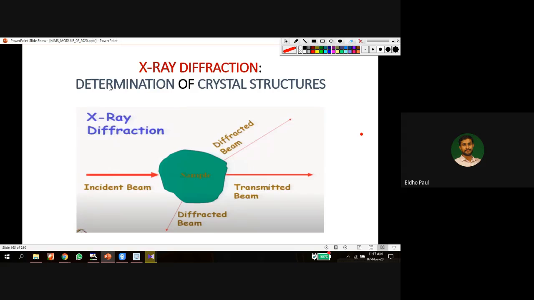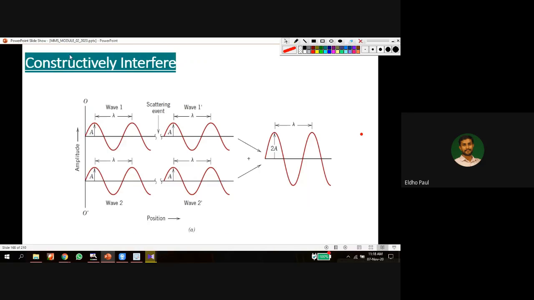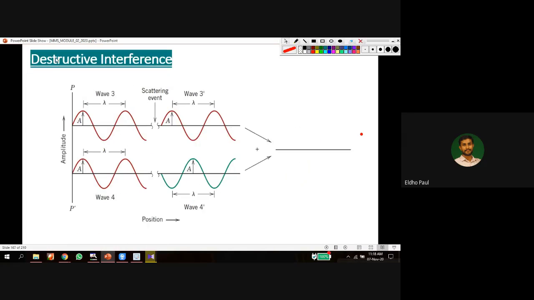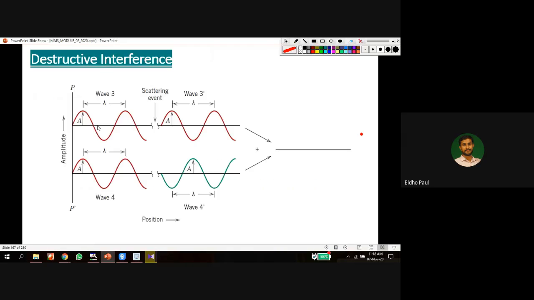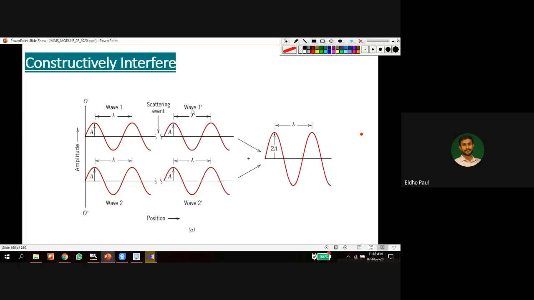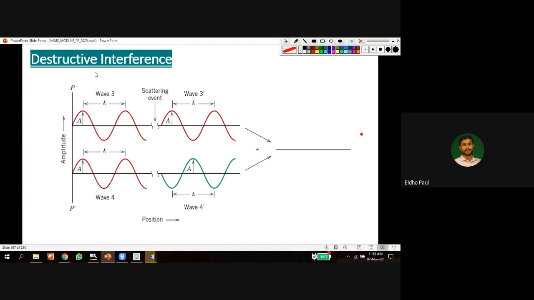But here, for determination of crystal structure, we are using this diffracted beam or scattered beam. We are not using the transmitted beam. So this scattered beam can undergo constructive interference or destructive interference. Okay, any doubt about this constructive interference and this destructive interference?